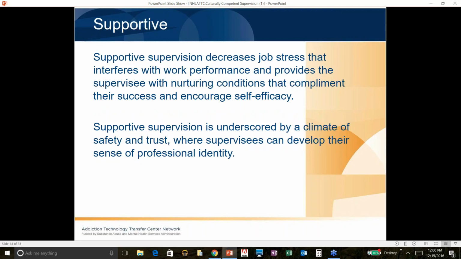The third one is supportive, whereas the first two types really focus on instrumental needs. Supportive is concerned with expressive needs. This one tries to reduce stress in some ways, but also does a little bit of nurturing, and you're encouraging that self-efficacy. If you tend to be a natural therapist, you tend to like this area. I like this area as well sometimes, because it's really building that rapport where supervisees can develop their sense of identity and become confident in themselves. I love watching that process with the supervisees as they become more confident.